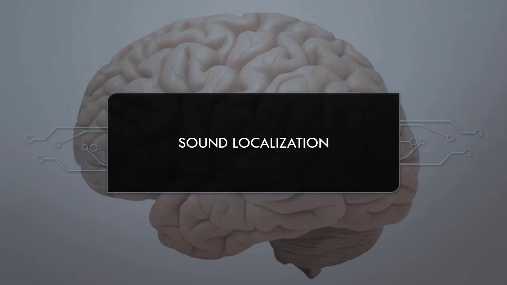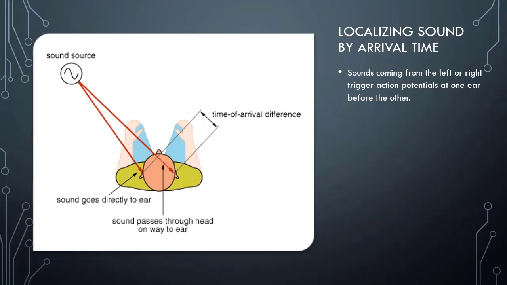All right, now for some of the functions. So how do we localize sound? We just talked about how sound is transduced. That's the way that we detect sound. And we said the next major function is localizing sound.